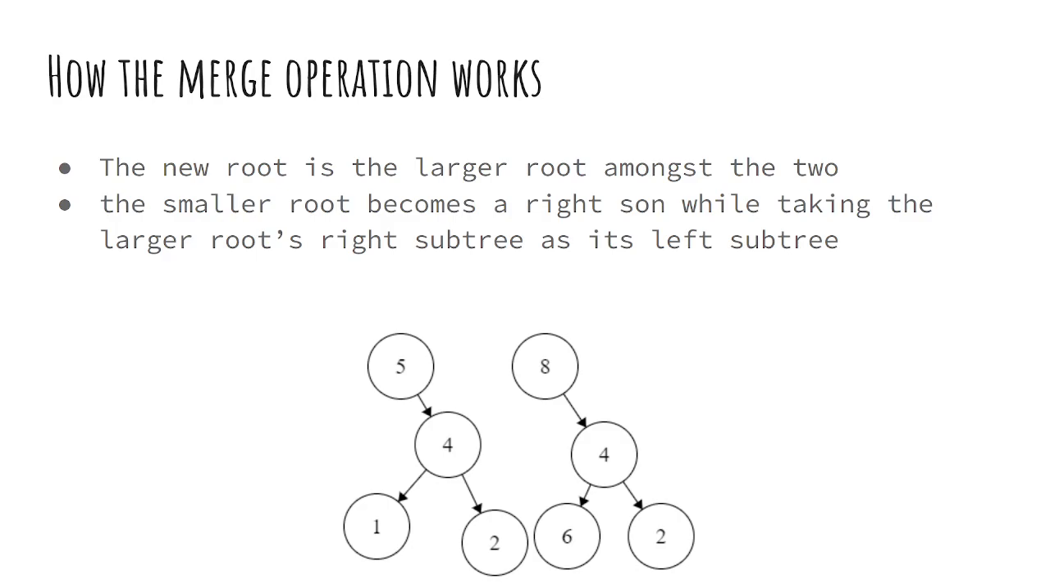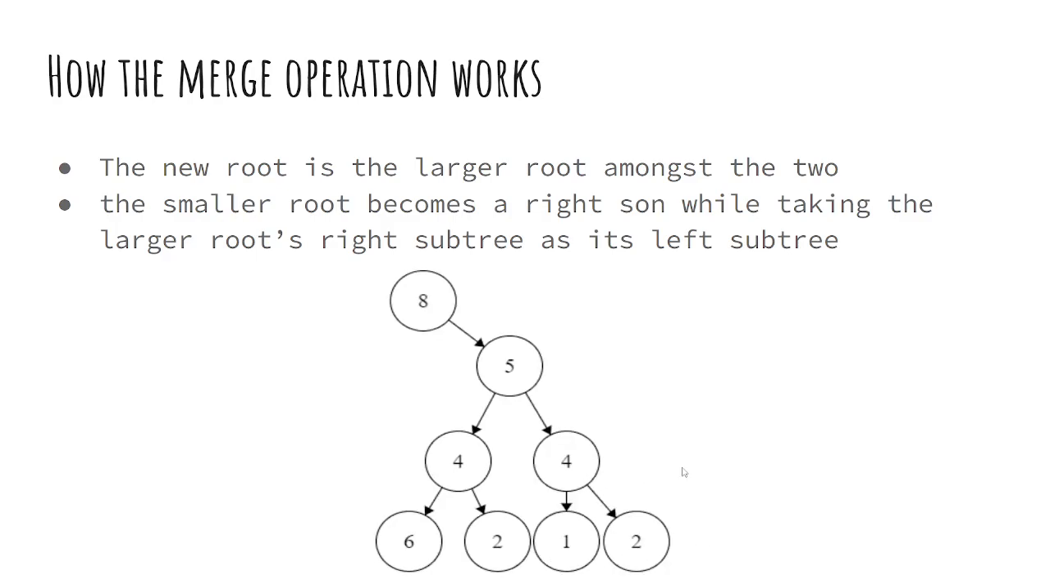I know that's a bit of a mouthful, but I guess to summarize, 8 becomes the new root, 5 becomes 8's right son, and then 8's right subtree, which is the 4, 6, and the 2, becomes 5's left subtree, as shown here.